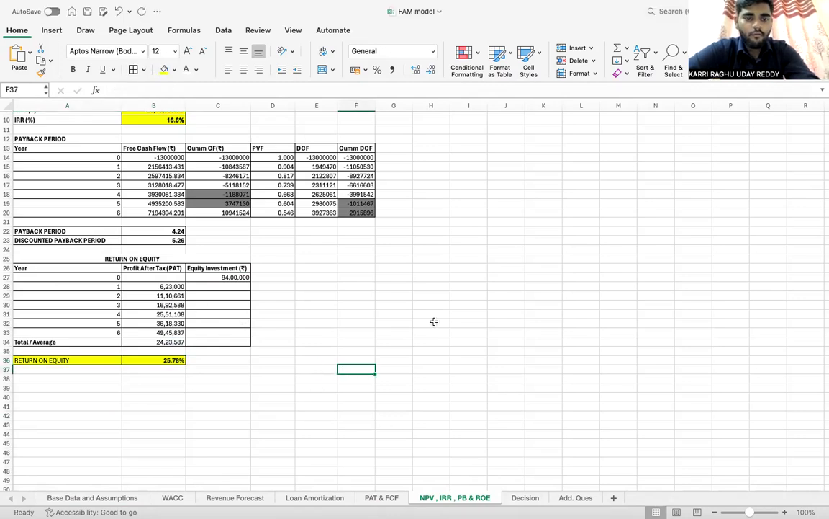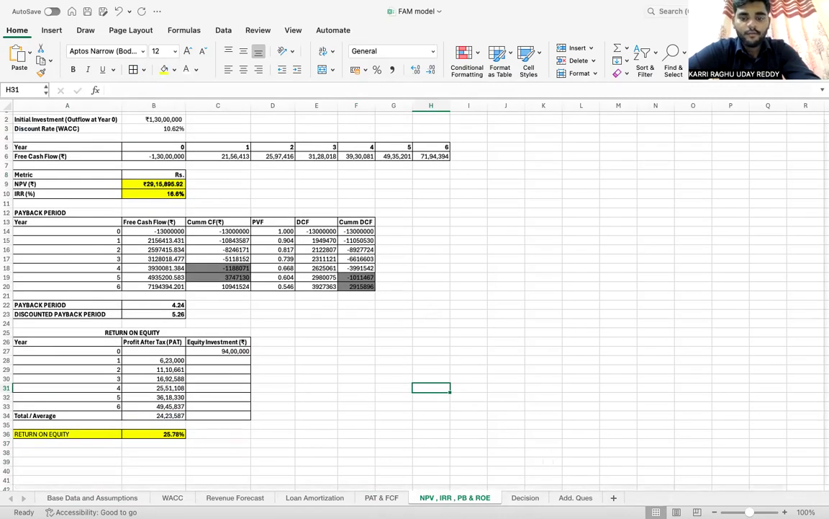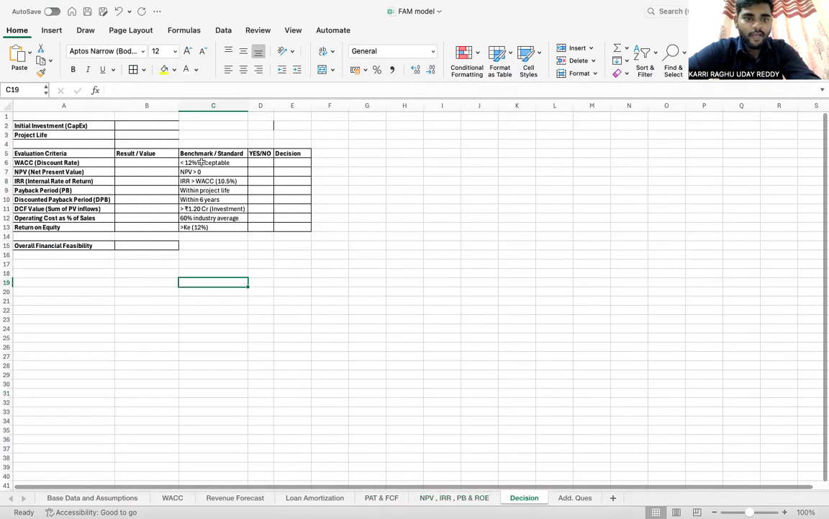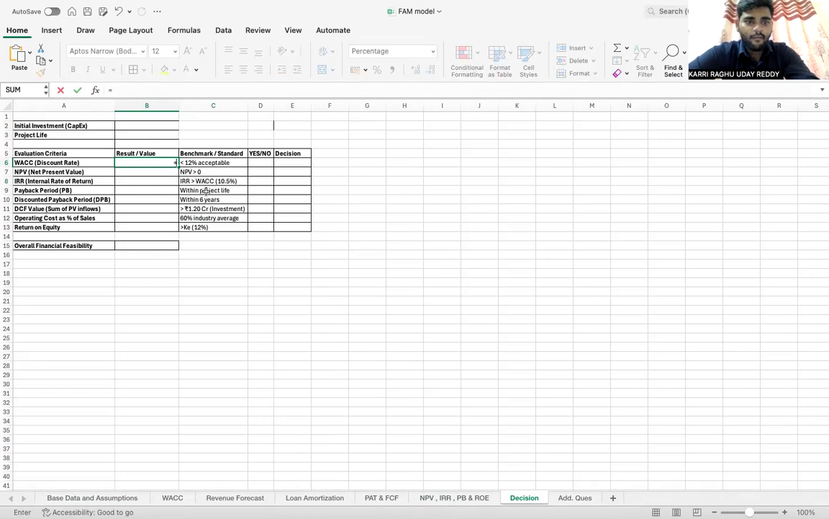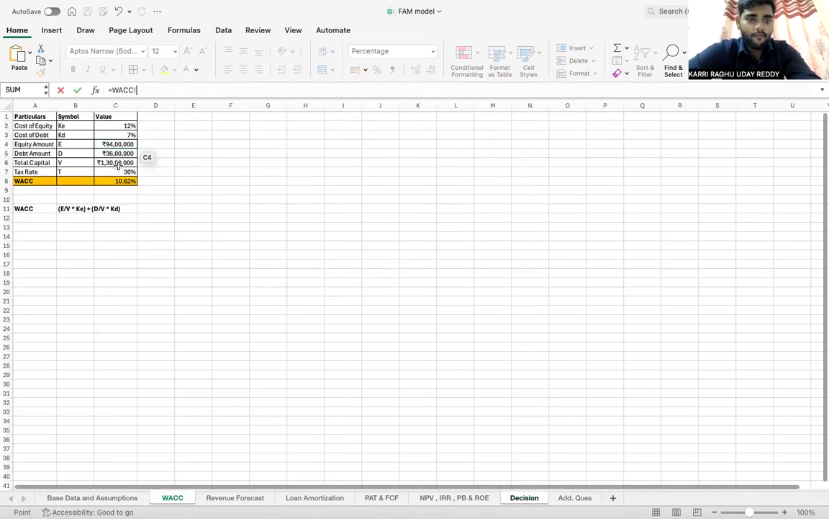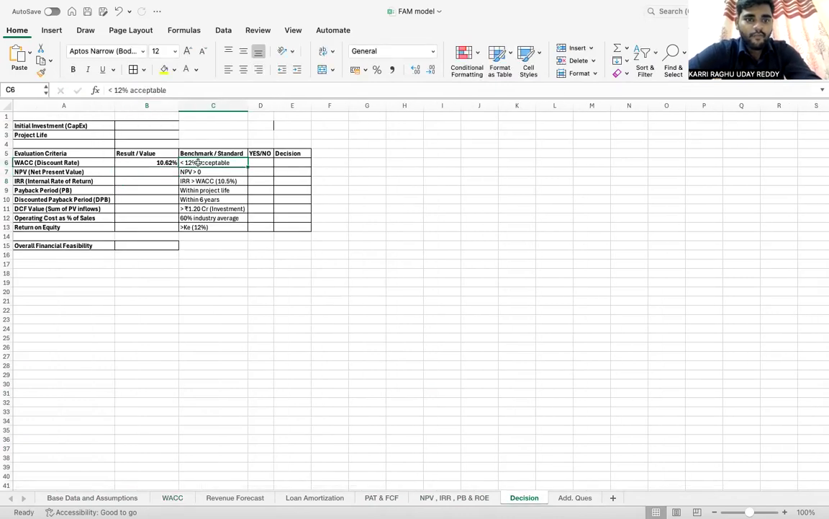Okay. Now we will decide whether to accept this project or not, whether it is feasible or not. For the decision, we have made some benchmark values and compare with our present values. WACC we already calculated here. We are getting 10.62%. The benchmark is that it is good if it is less than 12%. Is it less than 12%, yes or no? So it is less than 12%. So we can say yes.